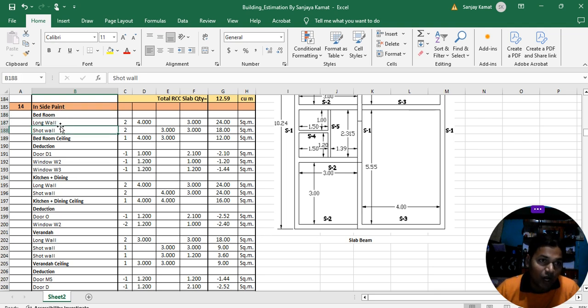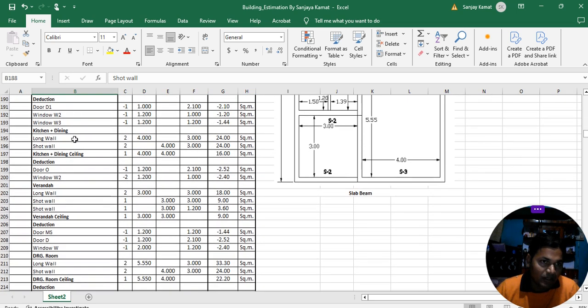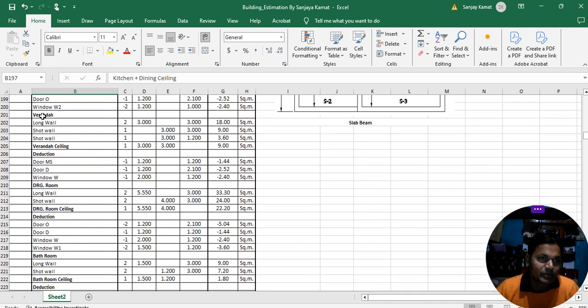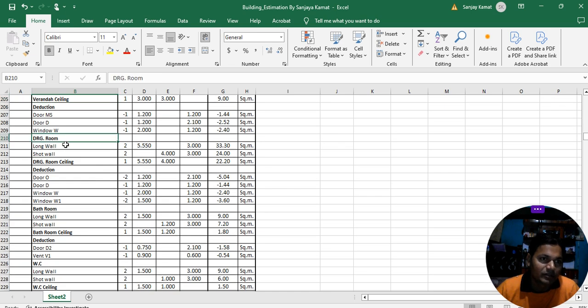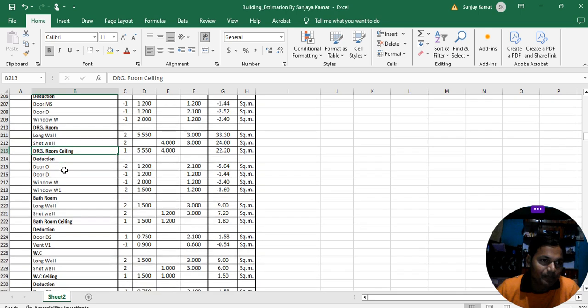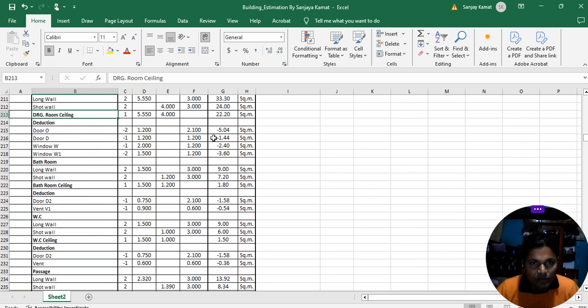We have to estimate how much paint is required for this room, for the bedroom ceiling, for the kitchen plus dining plus ceiling, for the veranda and the veranda ceiling, and for the drawing room and the drawing room ceiling. We have to do it in a similar way. You have to do the deduction. As you can see here, all the values I have mentioned, and you can do the calculation.